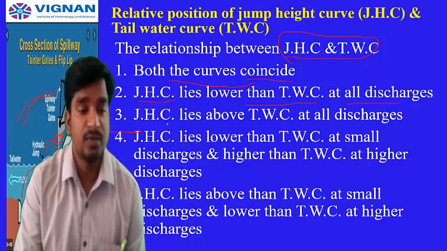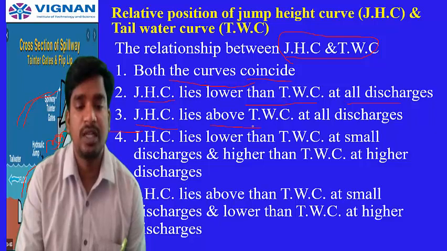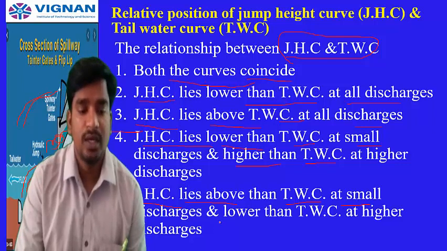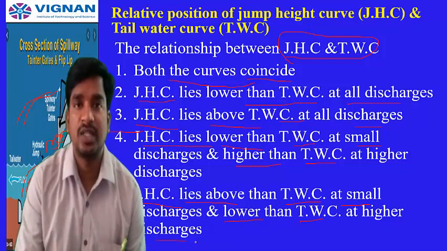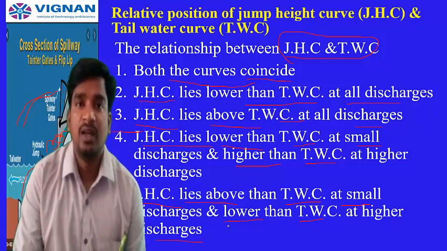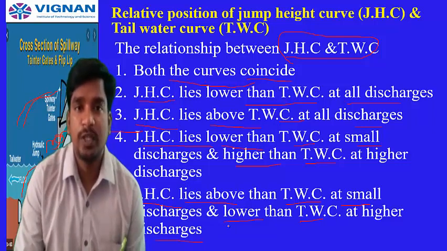In a similar fashion, the reverse case: the jump height curve lies above the tailwater curve for all discharges. The next one is the jump height curve lies lower than the tailwater curve for small discharges, and higher than the tailwater for higher discharges. The fifth condition is vice versa of the fourth: the jump height curve lies above the tailwater curve for small discharges, and lower than the tailwater curve for higher discharges. So these 5 conditions, how to consider them, how to give the protection works and what the controlling measures are, let us have a look at them.